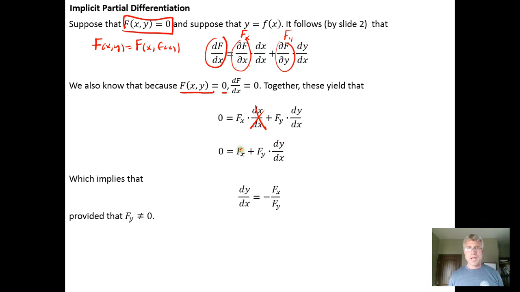And then I can just subtract f sub x from both sides and then divide both sides by f sub y to get dy dx by itself. So this is pretty slick. If I want to know how y is changing because of x, if I want to know dy dx, I can find it by taking the opposite of the partial derivative with respect to x divided by the partial derivative with respect to y. And I can extend this idea.